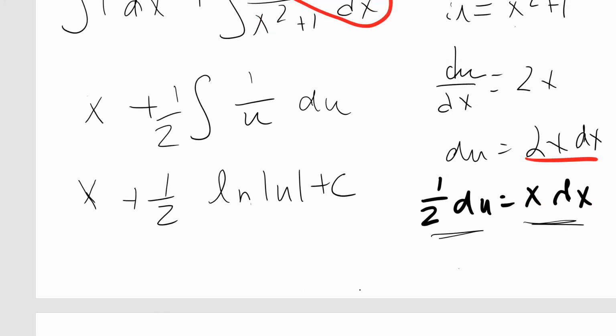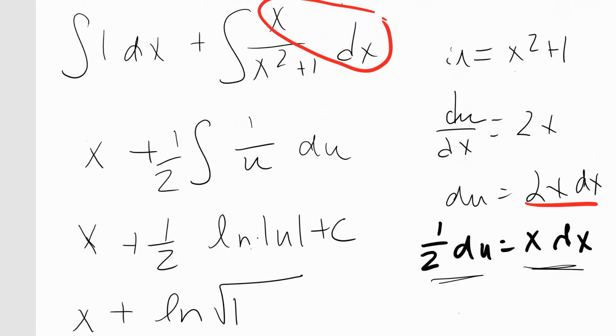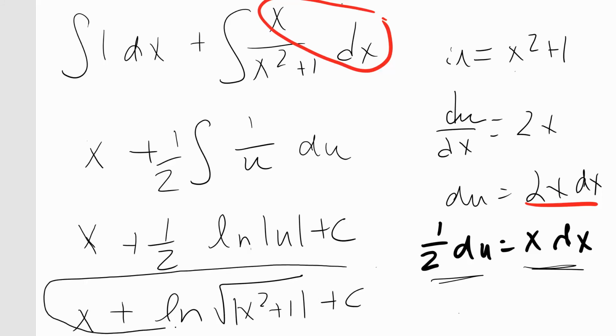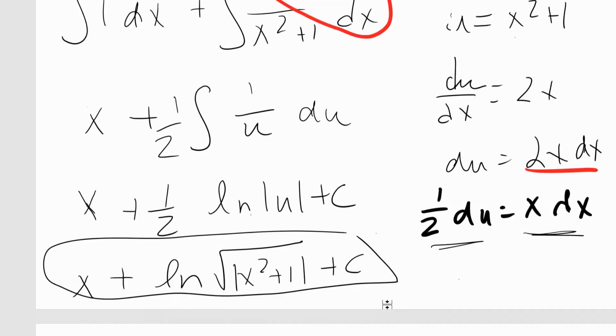All right, so now I can clean it up. x plus the natural log of, remember, 1/2 becomes the exponent. 1/2 as an exponent means square root. The absolute value of u, as we can see right up here, is x squared plus 1, plus c. So this is the answer we are looking for. All right, let's do another one.